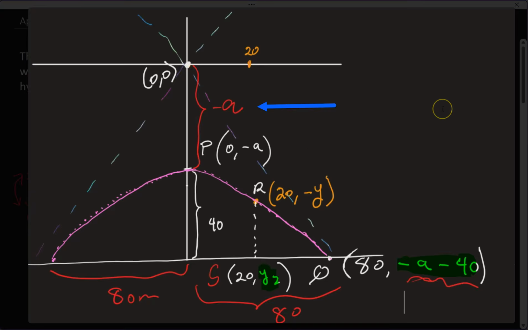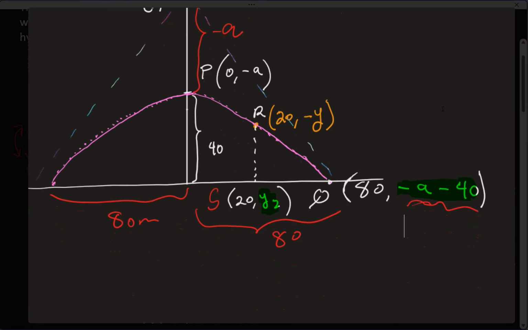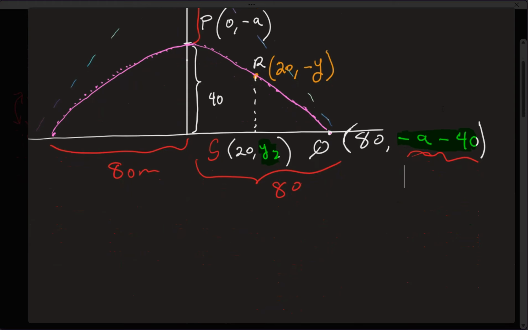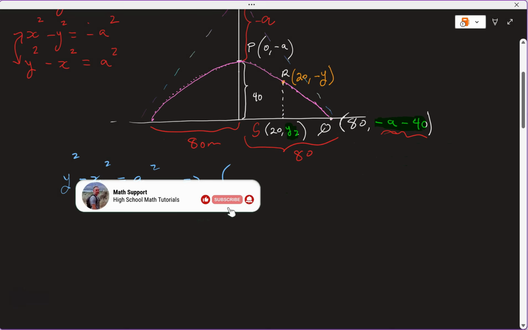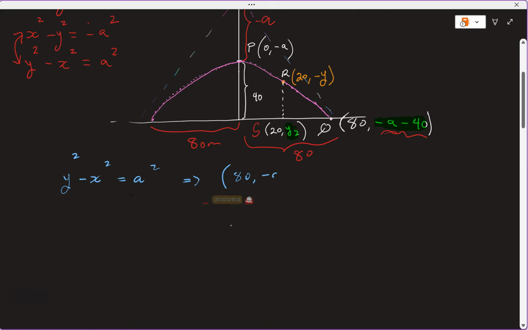Now that we have everything, we're going to plug numbers into what we have, and then go ahead and solve. So let's go ahead and do that. We are going to plug in the coordinate 80 comma minus a minus 40 for x and y, and solve for a.